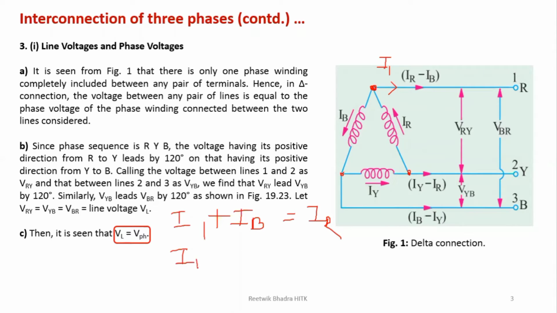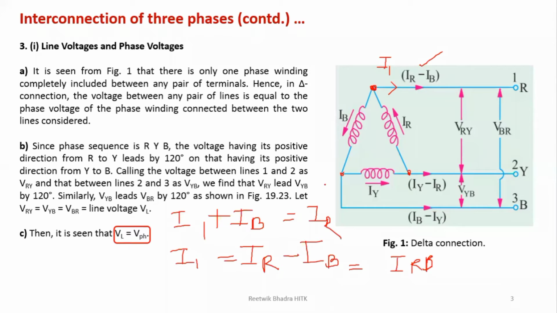Now what is I1 then? It is IR minus IB. That is what is shown over here. That's why the current over here is written IR minus IB. So I can write it as IRB.